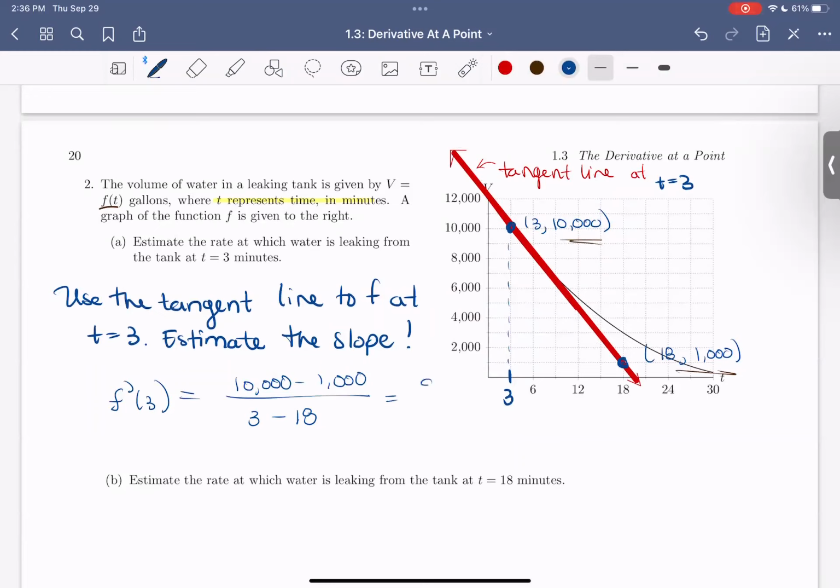So I'm going to compute that quotient. 10,000 minus 1,000 gives me 9,000. And 3 minus 18 gives me negative 15. When I do that division, I get negative 600. And now we can think about units here. The units of my numerator, volume, is gallons. And the units of my horizontal quantity is time. So this negative 600 would be negative 600 gallons per minute.